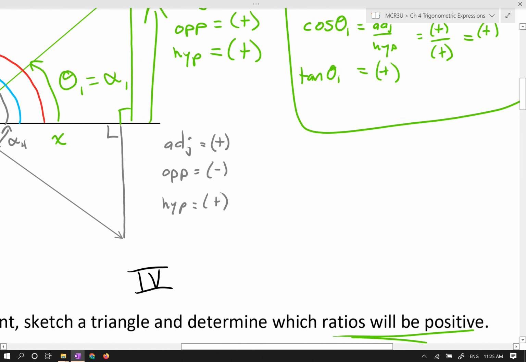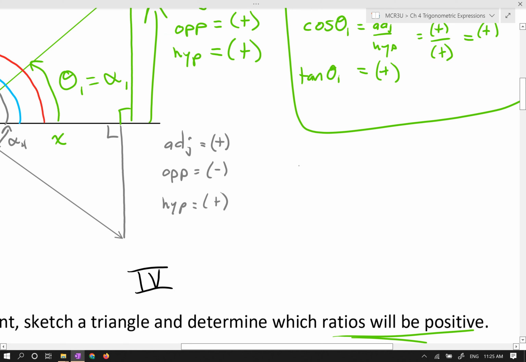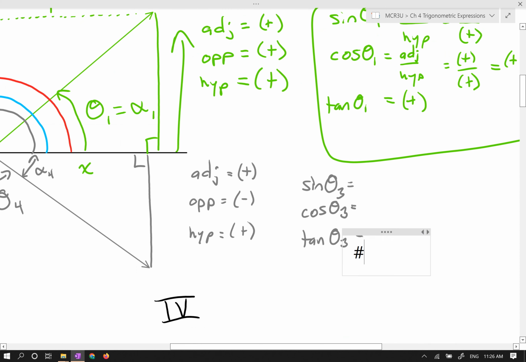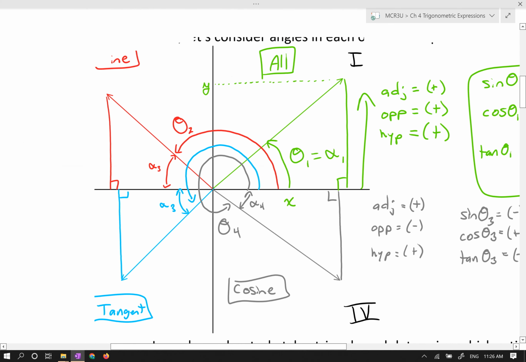Fantastic. And lastly, I'll encourage you folks, try it out for quadrant 4. Pause the video, come back to check your work. Good, so we should be working here with a negative sine ratio, with a positive cosine ratio, and a negative tangent ratio. So when we're working in quadrant 4, then cosine is the only ratio that's positive.